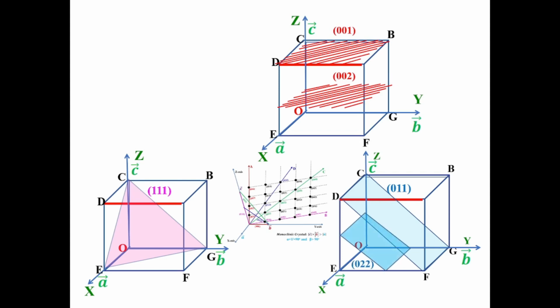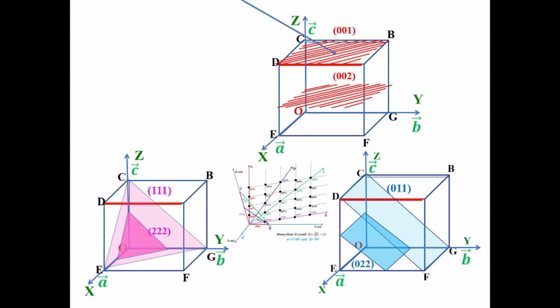Similarly, here you can see this is the plane having the Miller indices 0 1 1, and this plane having the Miller indices 0 2 2. Here is the plane having the Miller indices 1 1 1, and here you can see another plane just behind this plane. If this is your origin, then this plane's Miller indices will be 2 2 2. These things we have already discussed in our previous classes in detail.